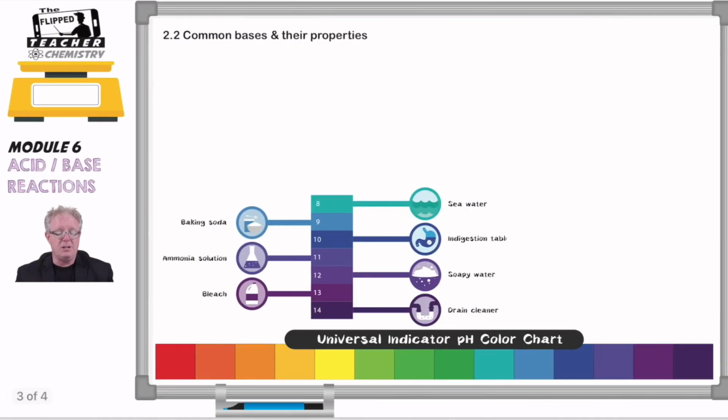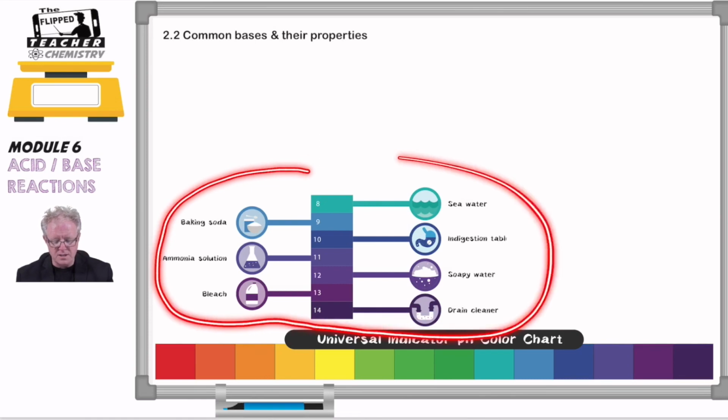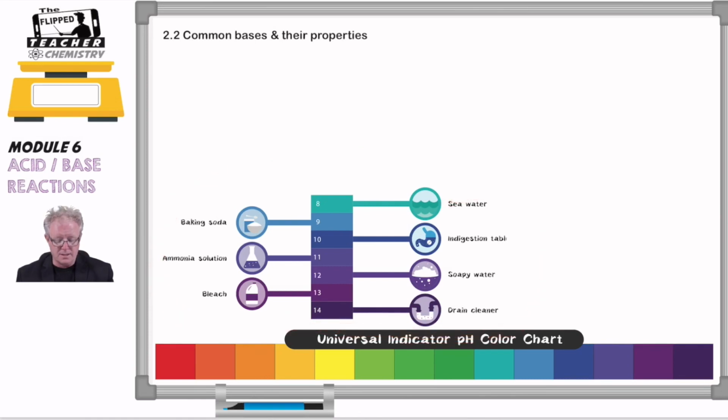First one is pH, right? We saw previously this universal indicator chart for pH, where the color told us the particular pH that a substance had. And if we have a look at some examples of common bases out there, seawater is slightly alkaline. Then we have indigestion tablets, which we're going to look at in a second.